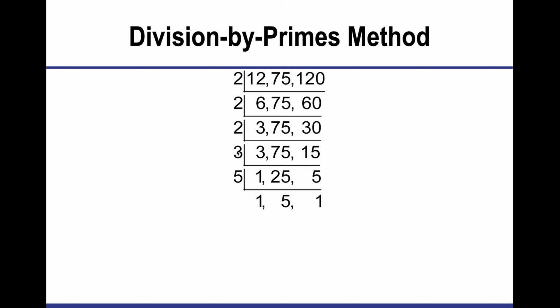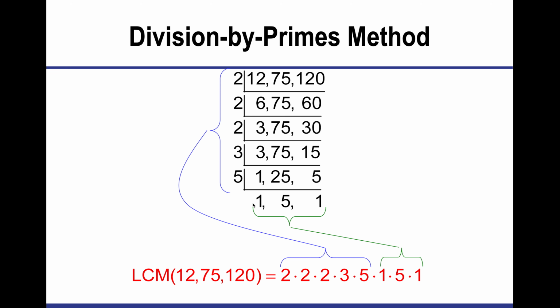Then I'm going to choose another prime number. 3 goes into 3, 1. 3 goes into 75, 25. 3 goes into 15, 5. Well, then I can choose another prime number of 5. And then I finally get 1, 5, and 1. So my least common multiple is the product of the numbers on the left times the numbers on the bottom row.